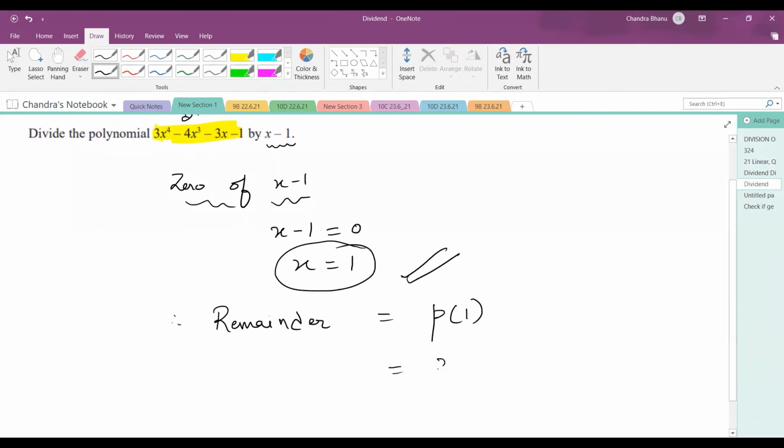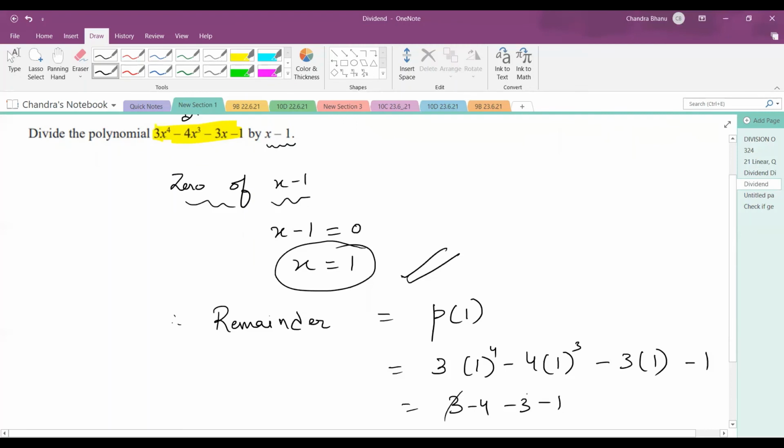So it will be 3 times 1 to the power 4, minus 4 times 1 to the power 3, minus 3 times 1, minus 1. So it is 3 minus 4, minus 3, minus 1. 3 and 3 getting cancelled. My answer is minus 5. Can you see? I got the same remainder using a different method, the remainder theorem.